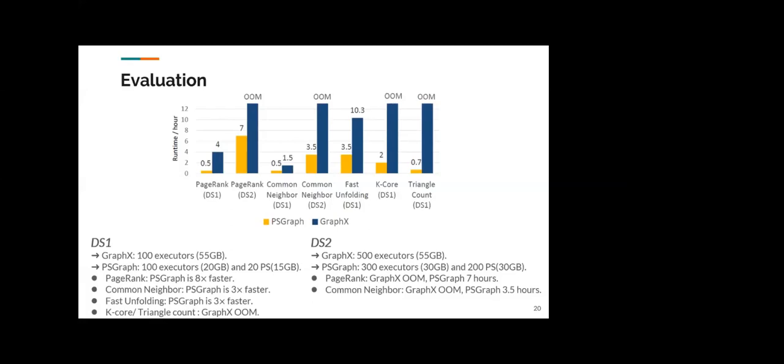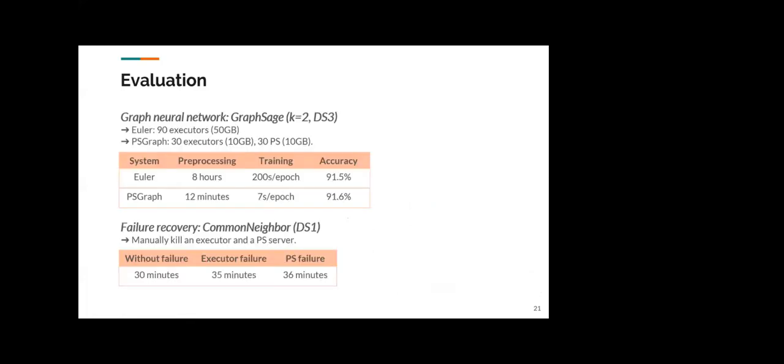On DS2 dataset, GraphX cannot run due to out-of-memory error, while PSGraph can run PageRank in 7 hours and common label in 3.5 hours. Let's compare PSGraph and Ola on GraphSage and DS3. The pre-processing of PSGraph is much faster than Ola with the help of the efficient Spark pipeline. PSGraph consumes 7 seconds every epoch, almost 30 times faster than Ola. Besides, PSGraph needs much less resource than Ola.